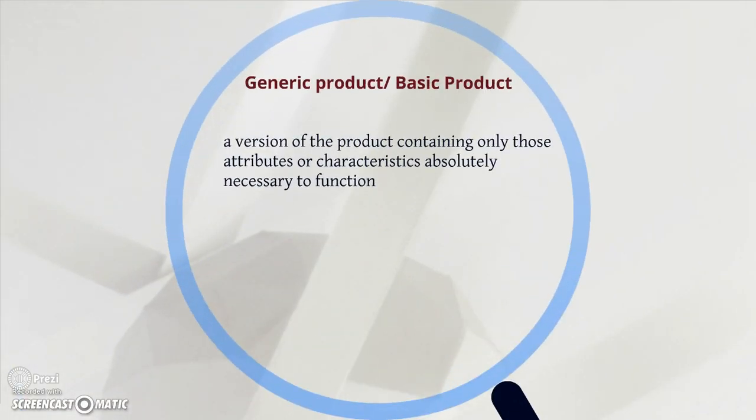And the next level, you have a generic product. In order to make a coffee, you need milk, you need sugar, you need coffee powder. Without these things, you cannot make a basic product. And if these three things exist separately, I cannot call that a coffee. And similarly, a car should have wheels, engines, and other setups in order to function. So this is called a generic product.